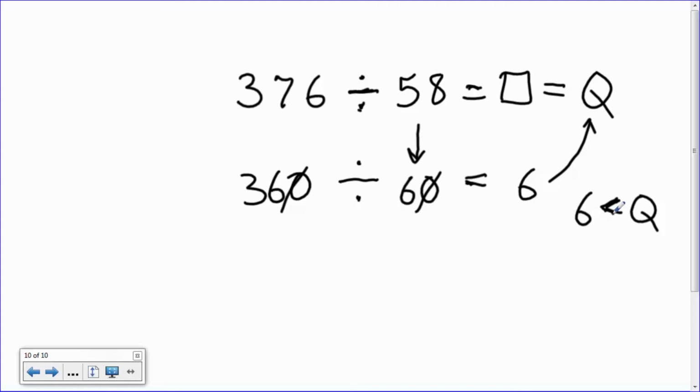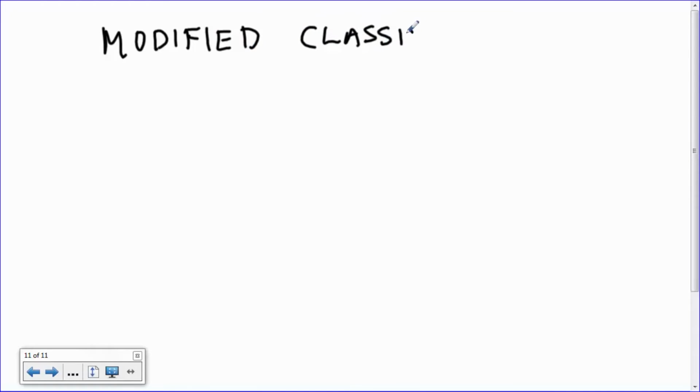So let's turn to that strategy dealing with larger numbers, where that strategy is called modified classical division. So we're looking at modified classical division.